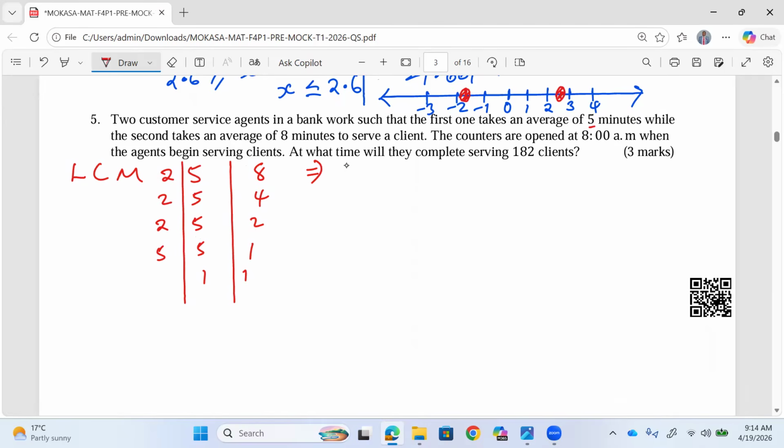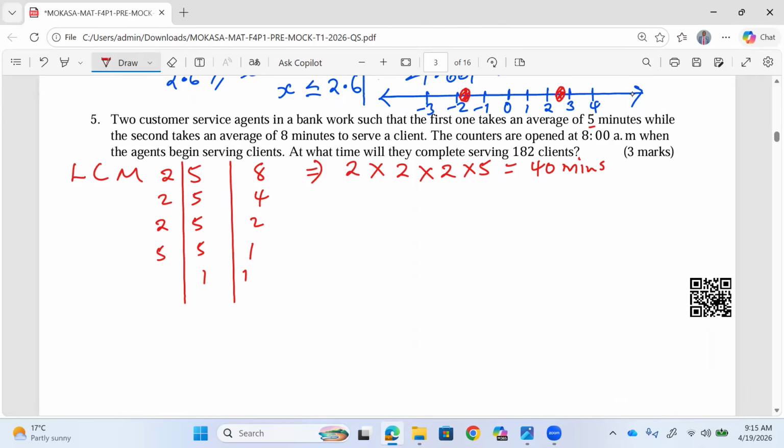So the LCM is 2 times 2 times 2 times 5, which is exactly 40 minutes. So these agents take 40 minutes, so that both of them are at a finishing point of serving a client. They conclude serving clients at the same time after 40 minutes.